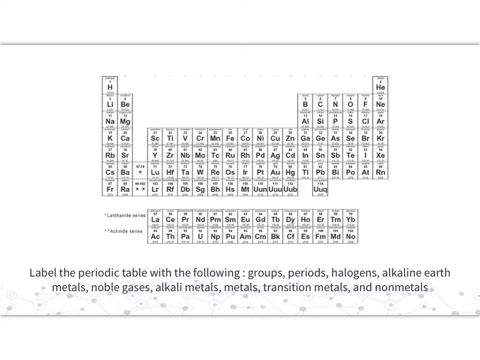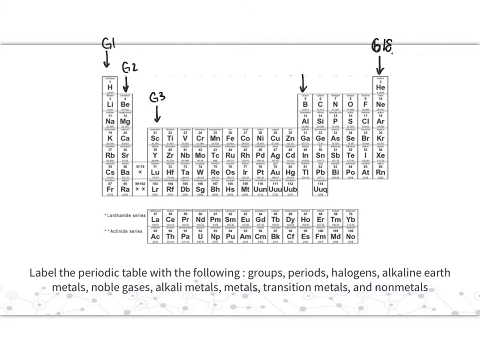Okay, so we're just going to quickly label the table with the following groups, periods, halogens, alkaline earth metals, noble gases, alkali metals, metals, transition metals, and nonmetals. All right, first up, let's label groups and periods. Groups describe the column of elements all the way across. So this would be group 1, group 2, this is group 3, etc., all the way to the end, and this is group 18. Okay, so groups are the columns.